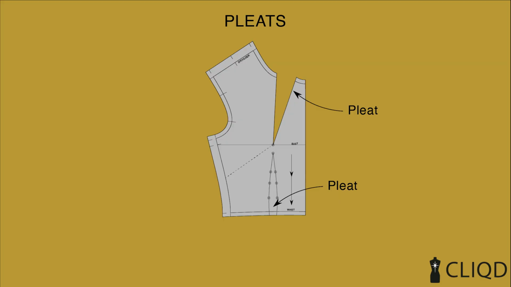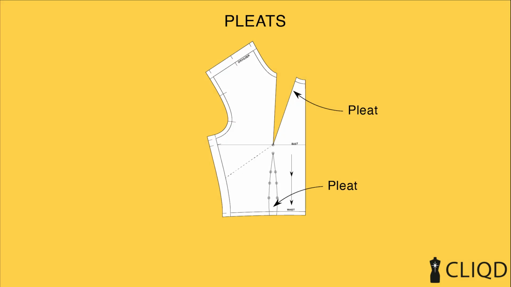A pleat is a dart that is folded and stitched along the seam. You don't sew along the dart legs, so you simply fold it at the seam and stitch along it. But you do create pleats the same way you would a dart. In this example, I'm going to turn the waist dart into a pleat, and I've moved the bust dart to the neck, and that will become a pleat too.